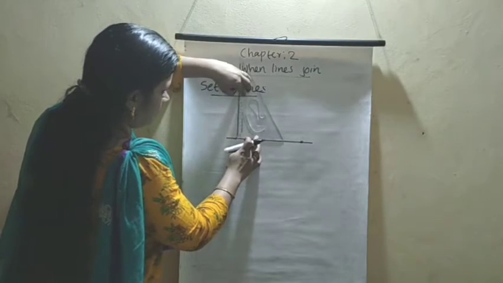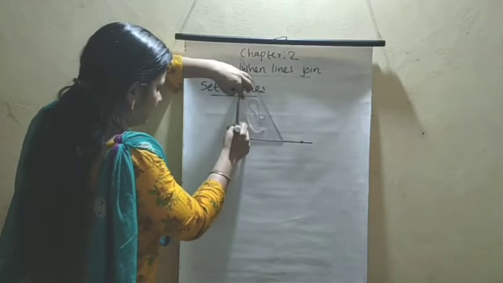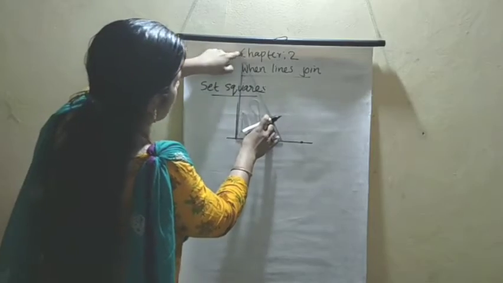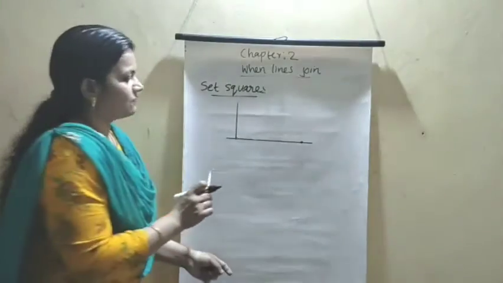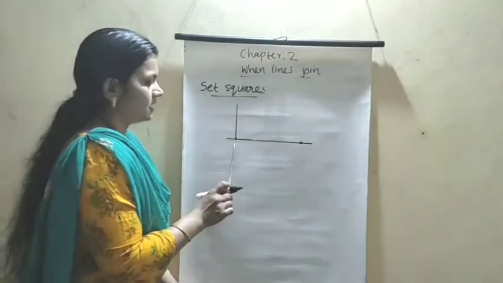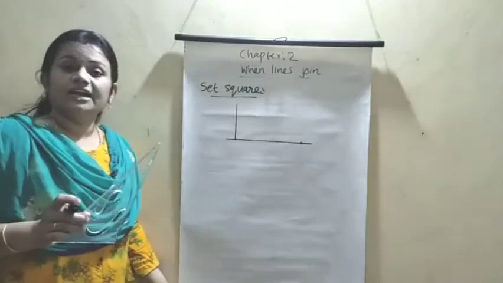How many? We are drawing 10 centimeter here. These are the 10 centimeter. Okay, remove the set square. First of all we draw a line, then mark one small dot on the right side and on the left side also.